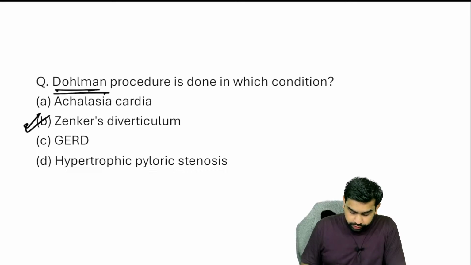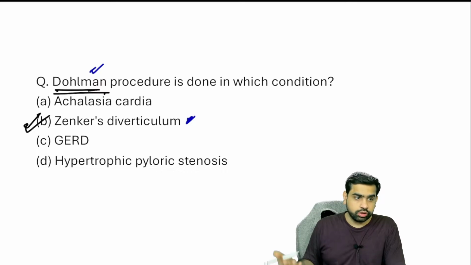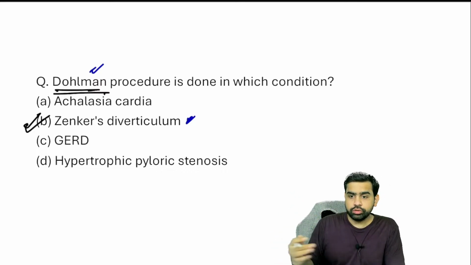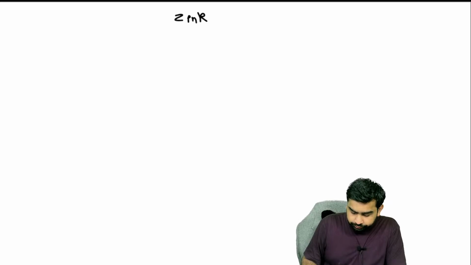Let's continue over here. So yes, the Dolman procedure is something which is basically done for the Zenker's diverticulum. This is basically your staple diverticulopexy. So let's revise the Zenker's diverticulum. What is this particular Zenker's diverticulum?